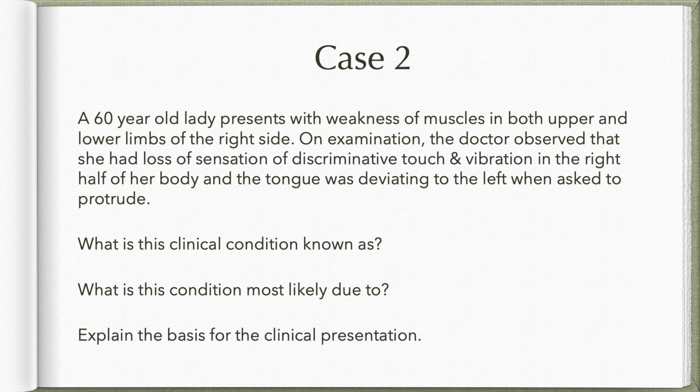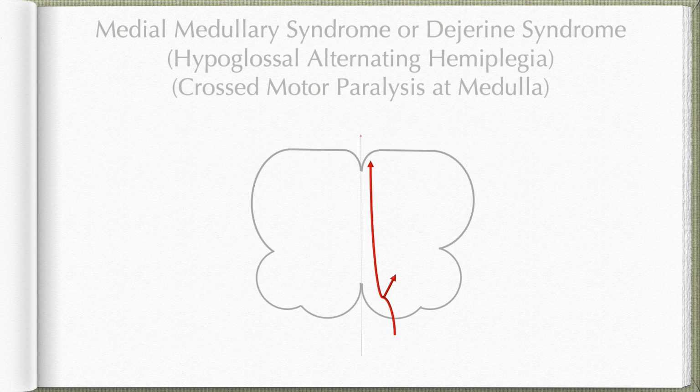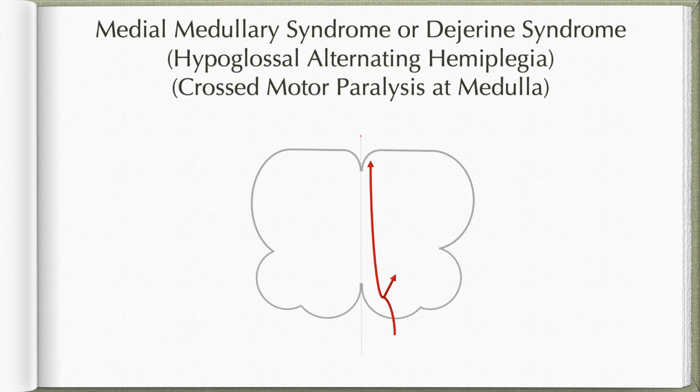So what is this clinical condition known as? What is the condition most likely due to, and explain the basis for the clinical presentation. So this condition is known as medial medullary syndrome or Dejerine syndrome. It's also known as hypoglossal alternating hemiplegia. You notice that there was left-sided hypoglossal nerve involvement and right-sided hemiplegia. So there's a crossed paralysis or alternating paralysis.